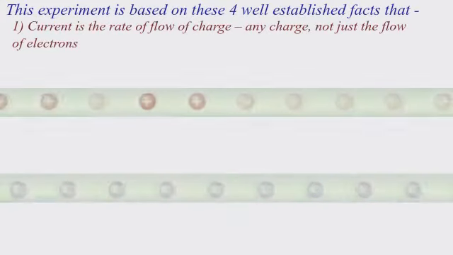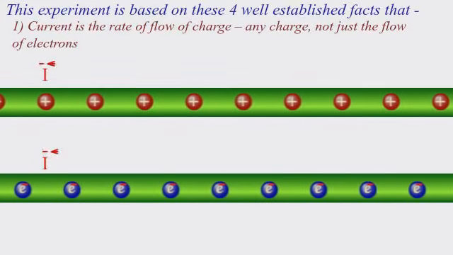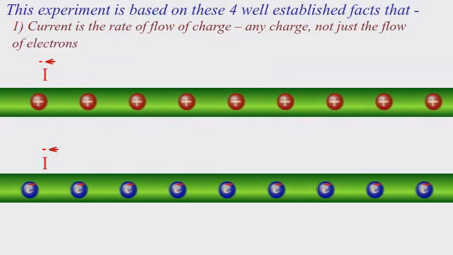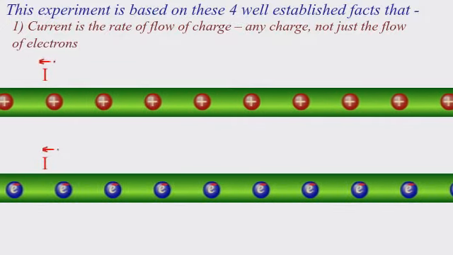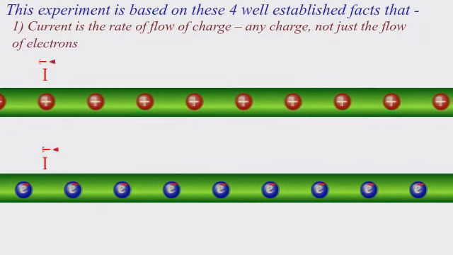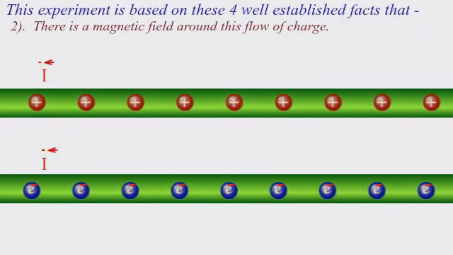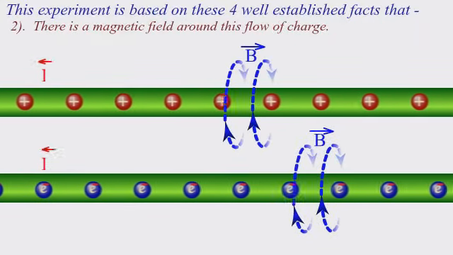This experiment is based on these four well-established facts. 1. Current is the rate of flow of charge. Any charge, not just the flow of electrons. Not talking about displacement current here since it is irrelevant here. 2. There is a magnetic field around this flow of charge.